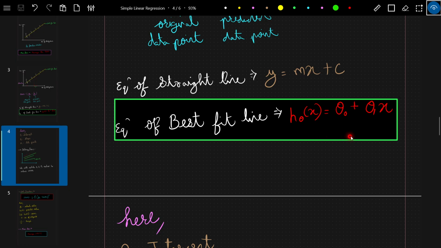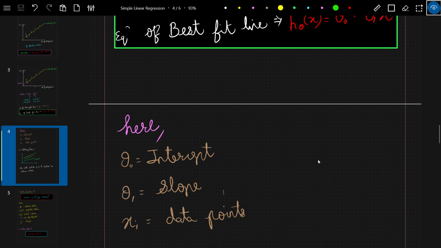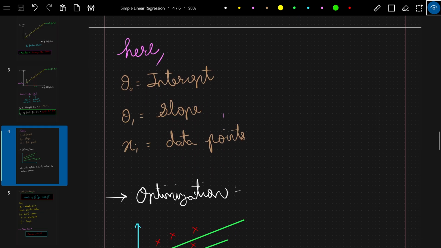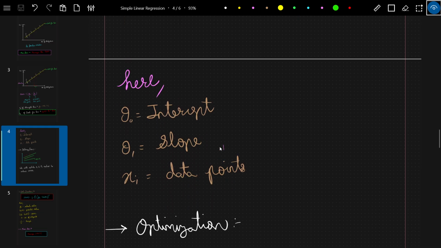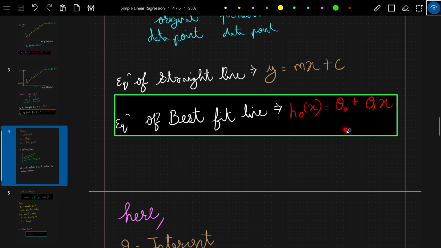So far, guys, we have already seen the equation of our best fit line, which was h theta of x equal to theta naught plus theta 1 x1. Here we have also seen that theta naught is known as the intercept, theta 1 is known as the slope, and x is known as the data points. We have seen in detail in our previous video how this equation of the best fit line has been derived and what each term indicates.